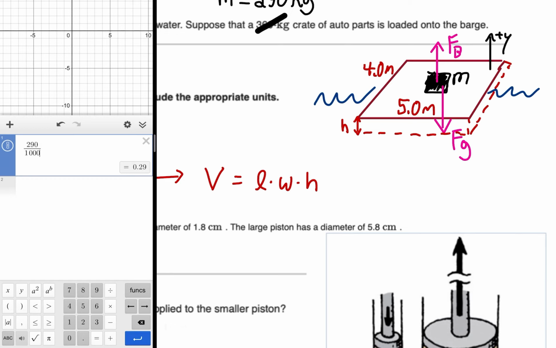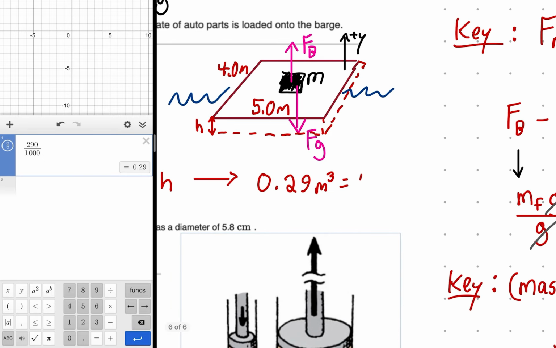And we know everything in this equation except for H. So you can see then we can just plug everything in. We know that the volume is none other than the volume of water displaced, the volume of water pushed out of the way, so 0.29 cubic meters, and then we'll put in our 4 meters times our 5 meters times H and solve for H.